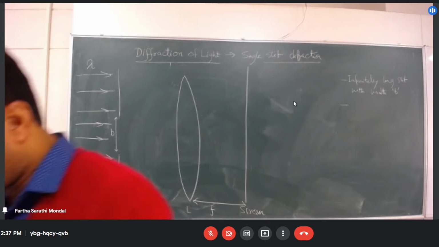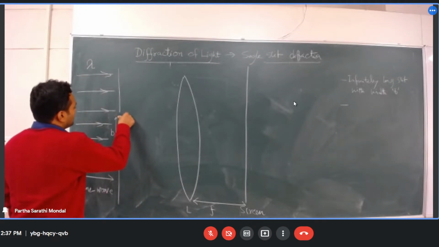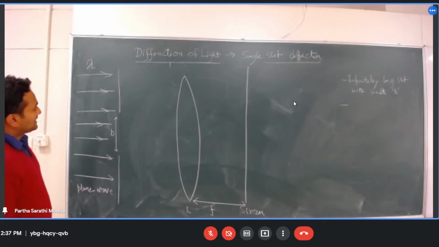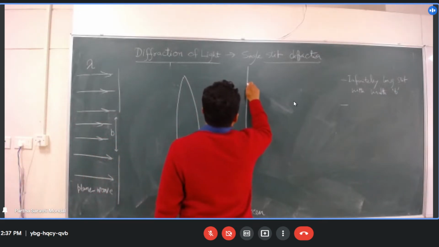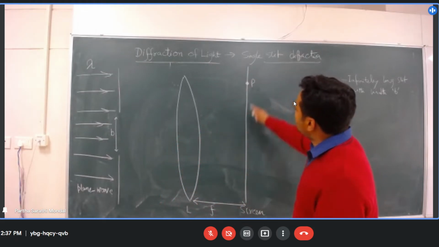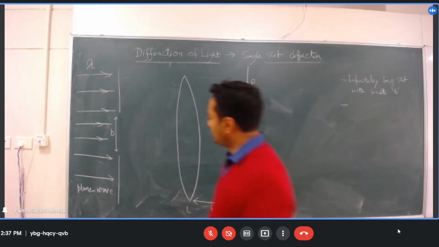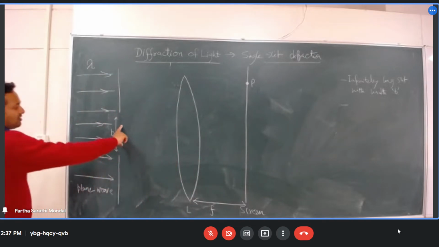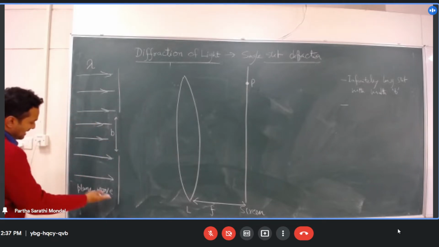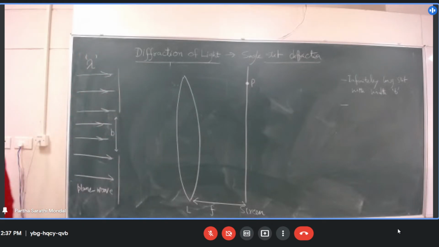Yes, sir. Okay. So now let us open it up a little bit, because the first job is this. Let's say we have an arbitrary point P on the screen and we are interested to find out what is the intensity of light at that particular point due to the illumination of a single slit of width B by a plane wave of light of wavelength lambda. Okay, this is our job.